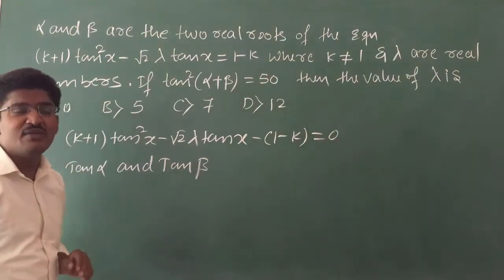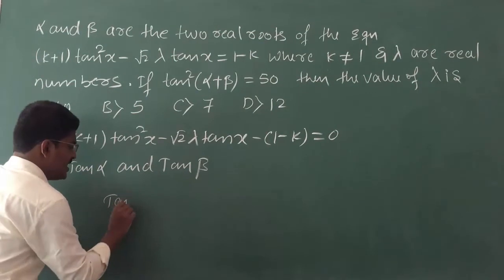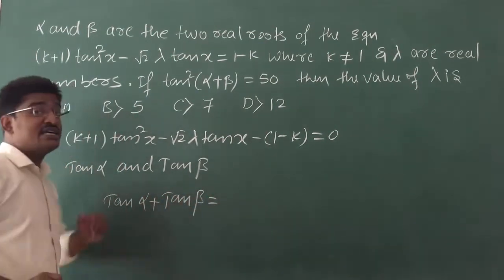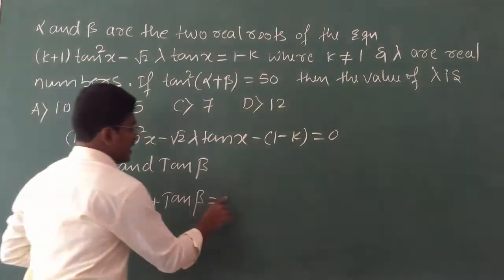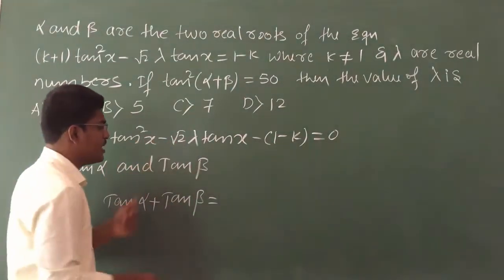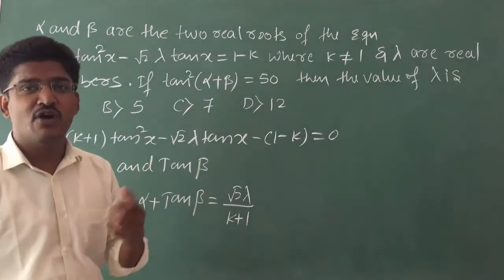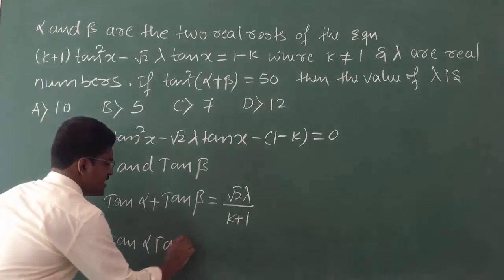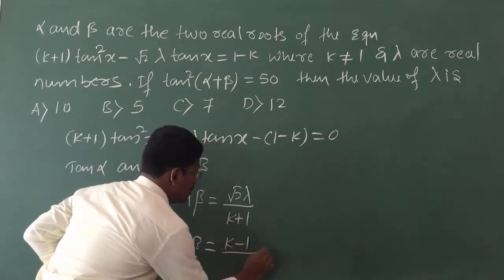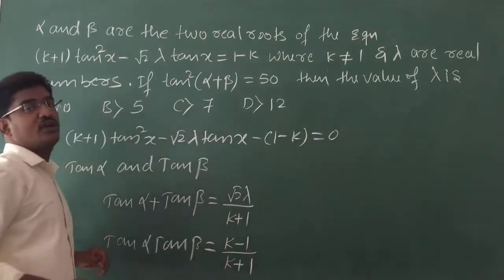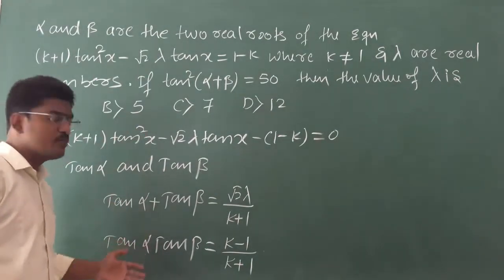If tan alpha and tan beta are the two real roots, then tan alpha plus tan beta is the sum of two roots. You know the formula of sum of two roots is minus b by a. Minus of b means minus of minus 2 lambda, minus into minus will be plus 2 lambda, divided by a value, that is k plus 1. That is the sum of two roots. Now the product of two roots, tan alpha into tan beta, will be c by a, that is k minus 1 divided by k plus 1. So this is the sum of two roots and this is the product of two roots. This is all from your algebraic equations.